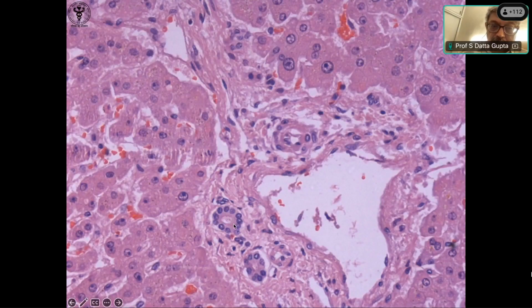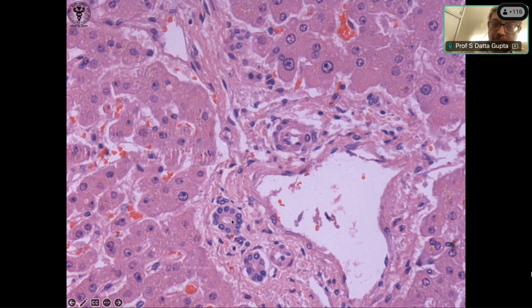There's cuboidal epithelium. Cuboidal means the breadth and the height of the cube. It's like a cube. In this, we are seeing two-dimensional. Breadth and height will be almost equal. In columnar, the height will be more than the breadth. So these are mainly cuboidal cells.